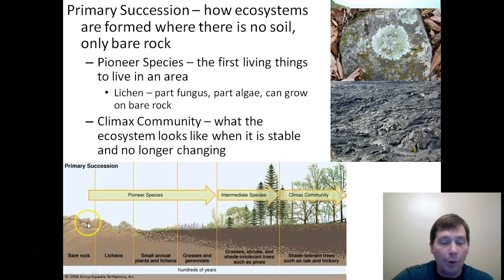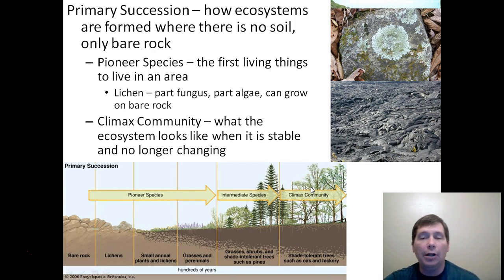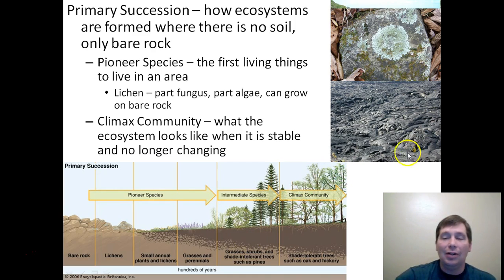We started out with bare rock, no soil whatsoever, and then as pioneer species come in and live, and then die, and then the dead pioneer species become soil, it opens the way for intermediate species, and then finally the climax community. The climax community is what an ecosystem looks like when it's no longer changing. Now, how long does this take? How long does it take to go from bare rock to a full forest ecosystem? Hundreds of years. This is slow work, but it can happen, and the Hawaiian Islands are an example of that.